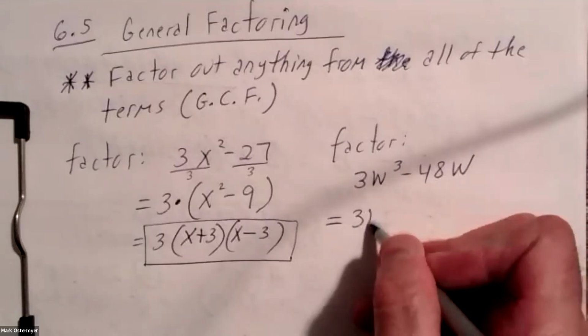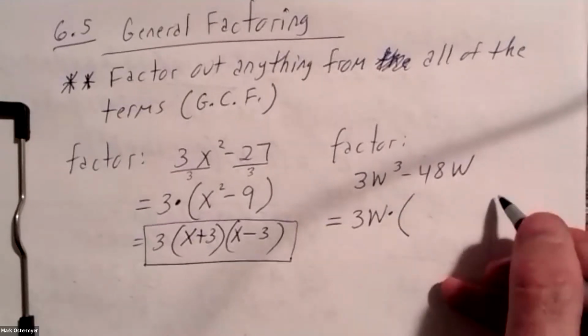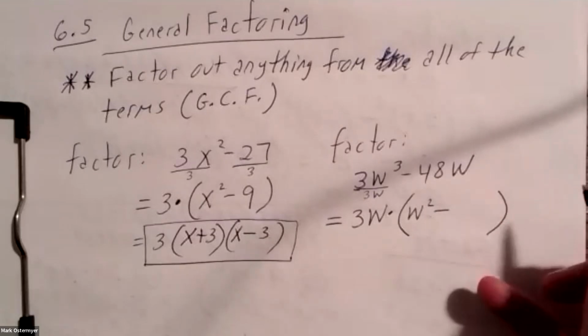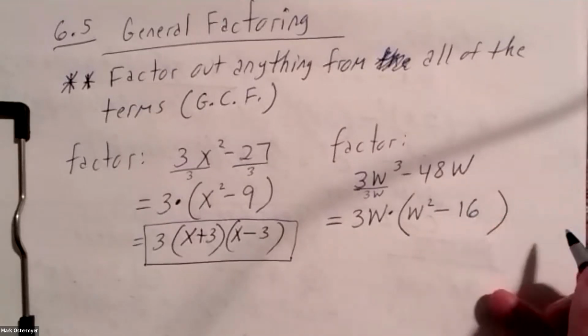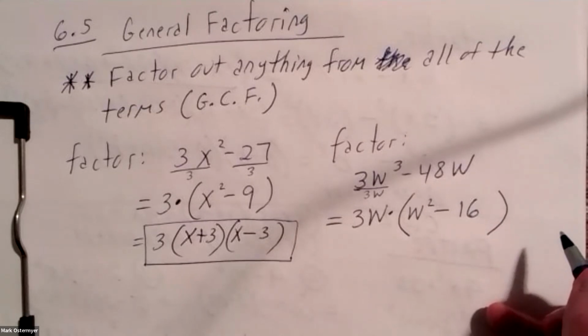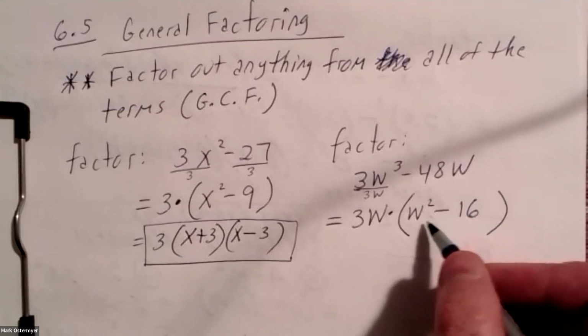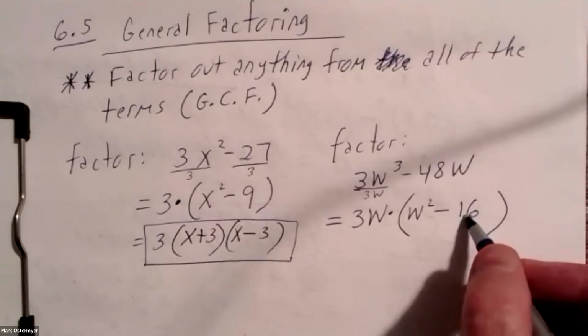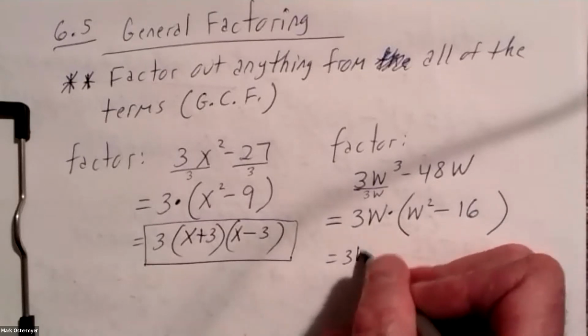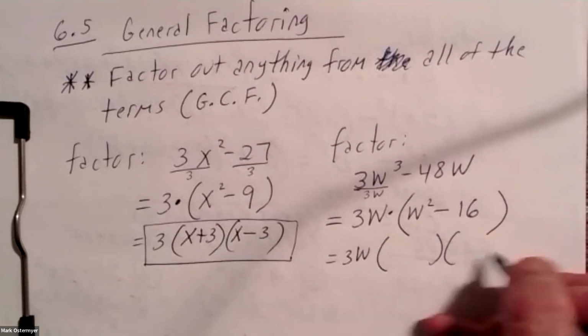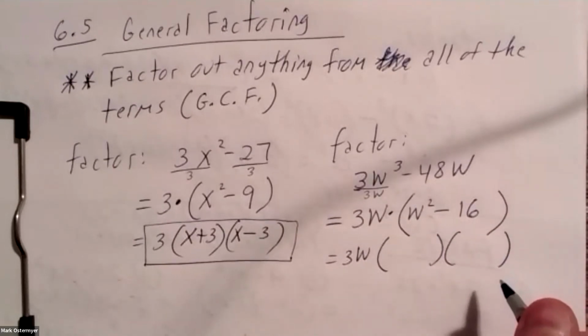A w. Times what do we leave behind after doing so? w squared minus 16. That's it, correct? Nice job. Are we done, or can this be further factored down? That's the difference between squares, isn't it? 16 is a perfect square of 4. So we have to go further. Don't leave your answer like this. It's not completely factored. We have to factor this w squared minus 16 down into what? Two binomials.